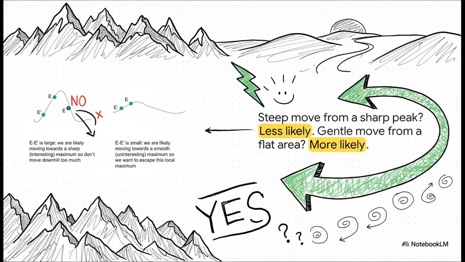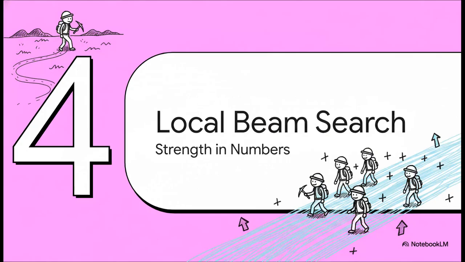That suggests we're in a kind of boring, flat area. So in that case, we're more likely to take the bad move just to shake things up and see if we can find a more interesting part of the map. All right, so that was simulated annealing. Think of it like a single lone hiker exploring the mountains with a bit of randomness.